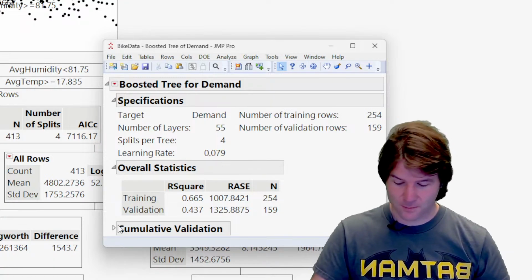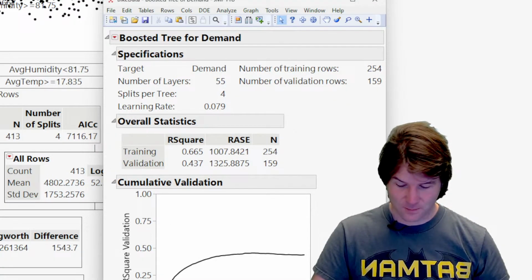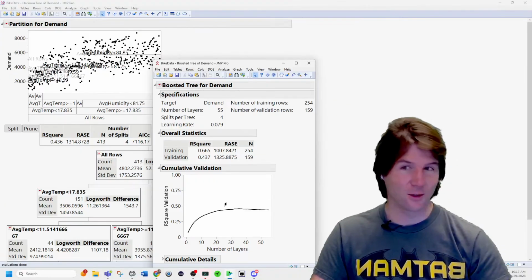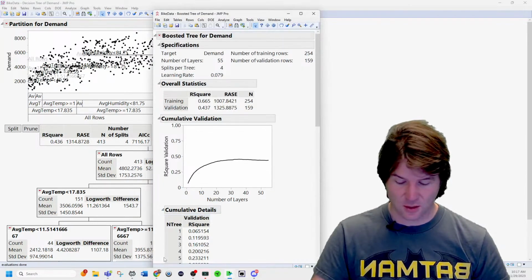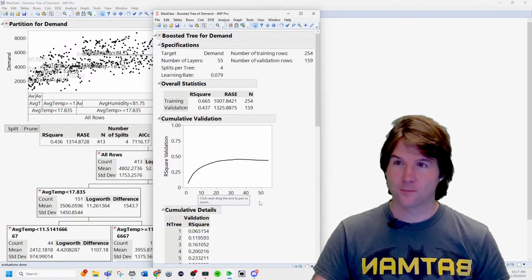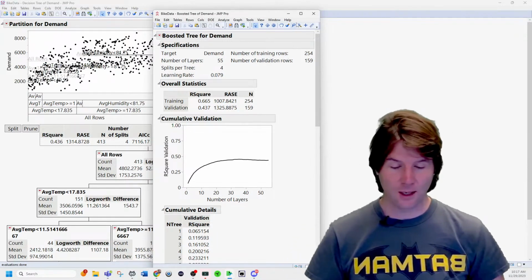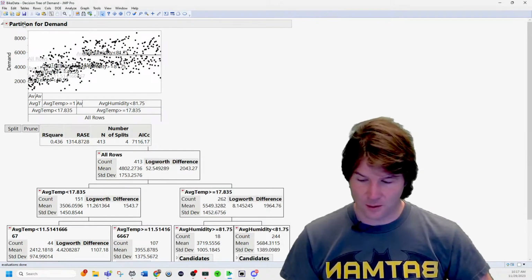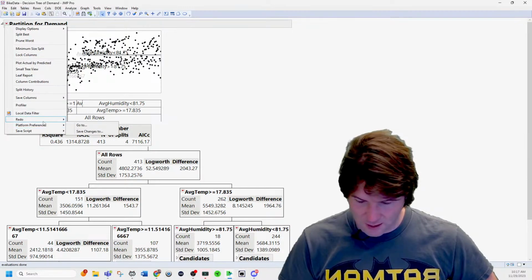Cumulative validation. Any questions? It's so cool. I don't use JMP that much for advanced analytics. I usually use R for it, so I'm usually doing this in a totally different thing. I don't usually see the output that JMP can do for this, but I understand the ideas.